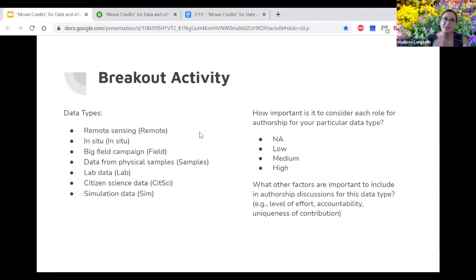We also want you to discuss what other factors are important to include in authorship discussions for this type of data. For example, the level of effort, accountability, uniqueness of the contribution, some of those same things that we asked in the Slido poll. Are there ones that are specific to your data type, or just other things that you and your breakout group think are important?